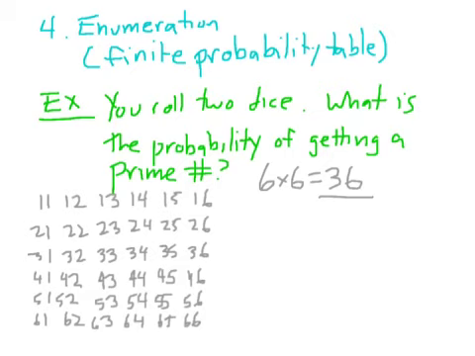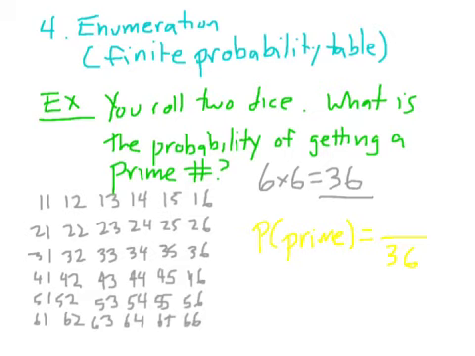It's a little bit tricky because you may think, well, isn't the outcome 1, 3 and 3, 1 the same outcome? But actually no. Think about what you got on the first die and what you got on the second die. So the probability of getting a prime number is going to be something over 36 because there are 36 possible outcomes.